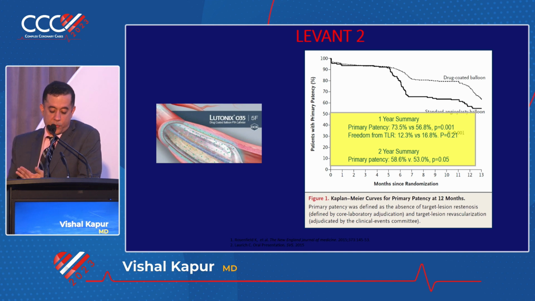So Lutonix was approved because they proved that at 1 year, compared to PTA, which is plain old balloon angioplasty, the patency, meaning the vessel remaining open at 1 year, is 73.5% as compared to 56%. So of course it works great. And the freedom from target lesion revascularization, the chances of you going back in and fixing the lesion, is also equivalent or not inferior. So we're not causing much harm, but actually giving you more life to it as well.